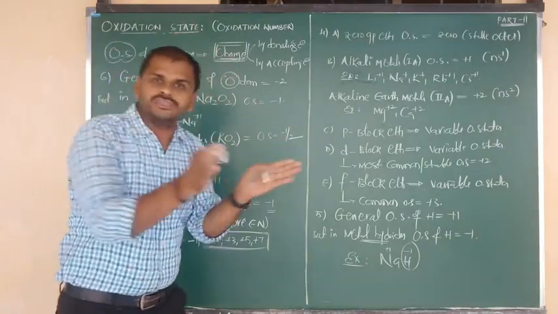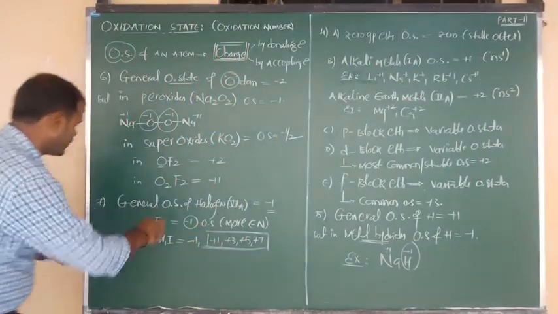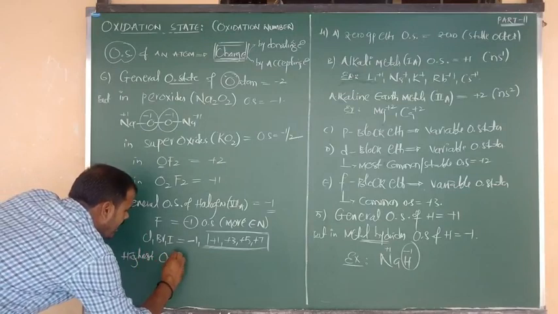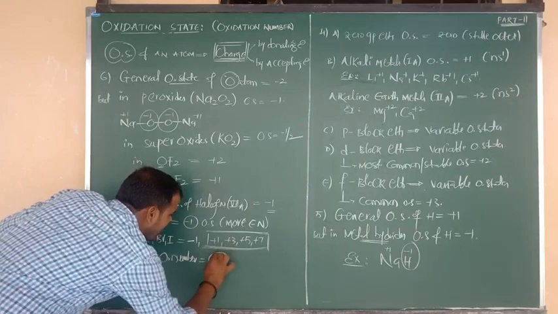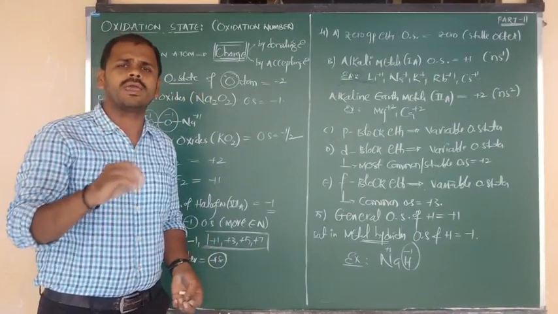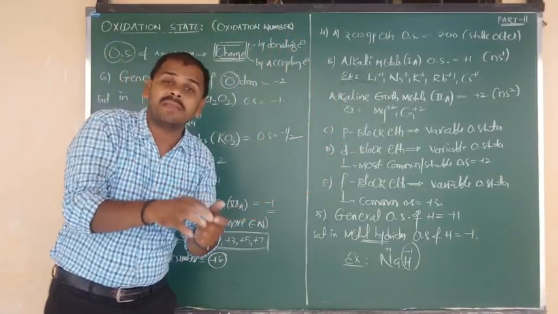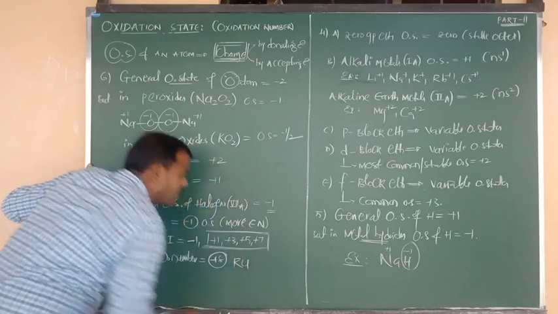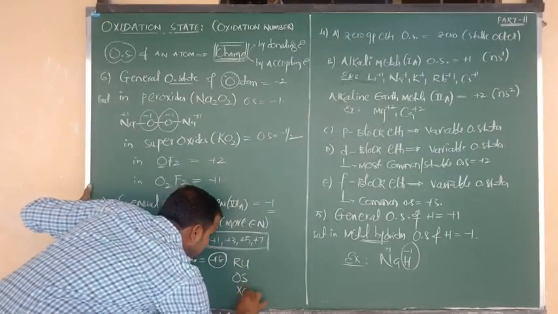Next, the last one. In the entire periodic table, what is the highest oxidation state value? What is the highest oxidation number? The highest oxidation state, and also we can say the highest oxidation number, is equal to +8. No element can show more than this. The +8 value is exhibited by 3 elements: ruthenium, osmium, and xenon.